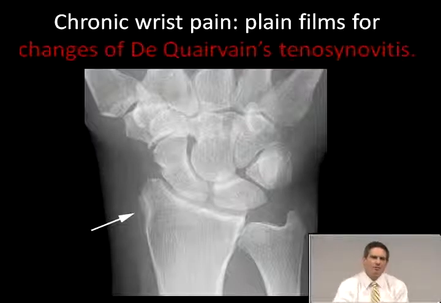Plain films are also sometimes helpful for secondary signs of de Quervain's tenosynovitis that occurs through the short extensor and abductor tendons of the thumb. Here you see some secondary changes of the underlying bone from chronic inflammation of those tendons here along the radial styloid.